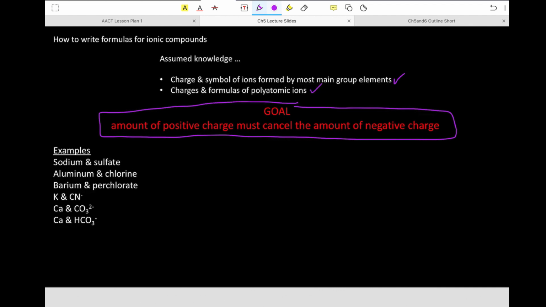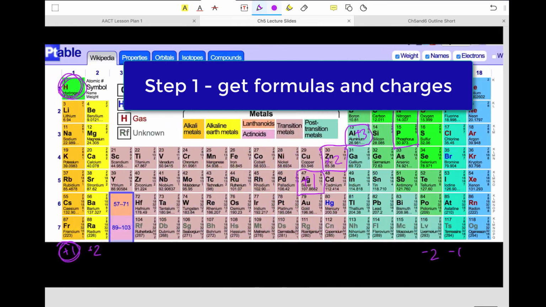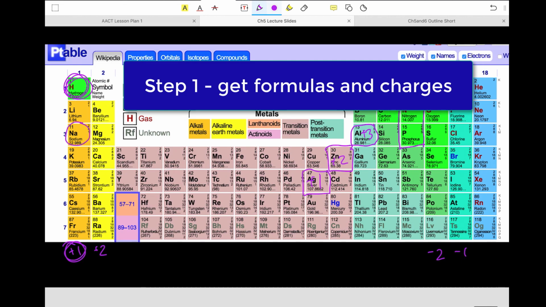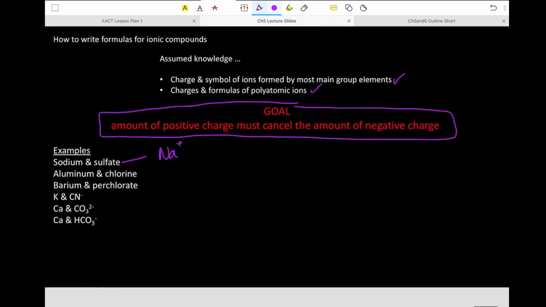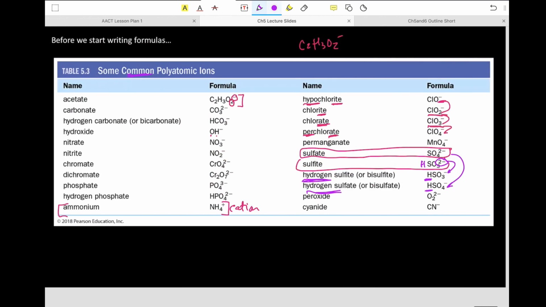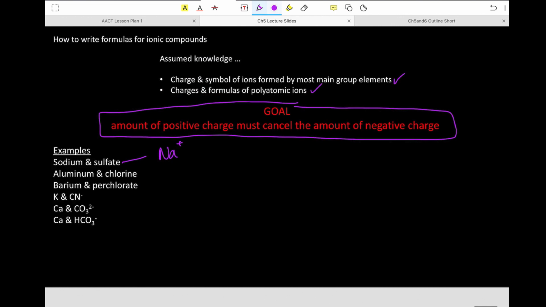So if I'm going to write a formula for sodium and sulfate, the compound that they make, first I'm going to figure out what their formulas and charges are, right? So I know that sodium is Na, and based on my periodic table, I know that it has a charge of +1 because it's in group 1. So Na, charge of +1. Sulfate, right, is right here, so that is SO4. Again, that's its formula, charge of 2-, right?